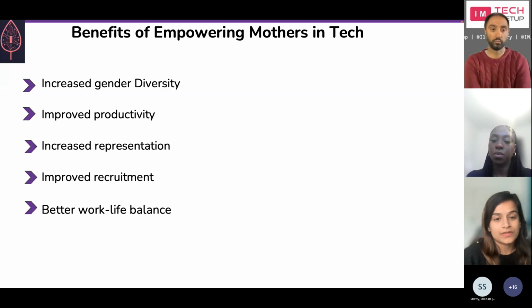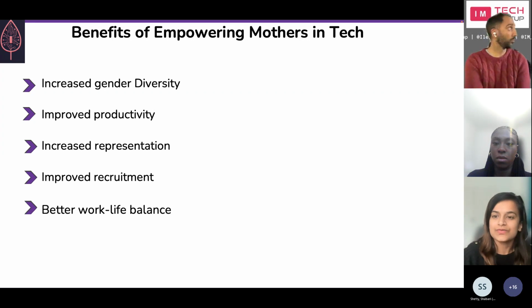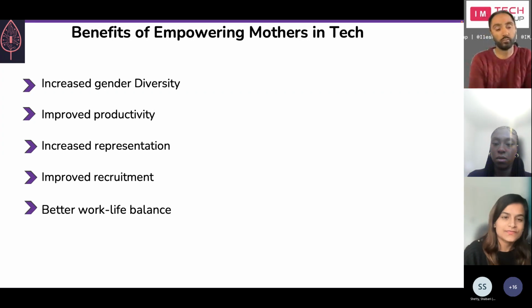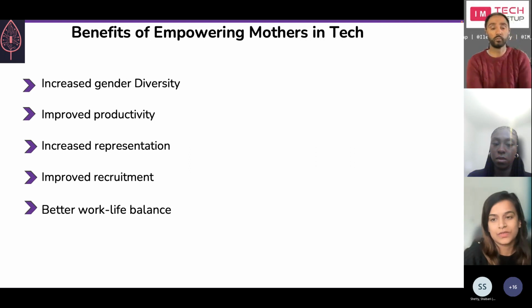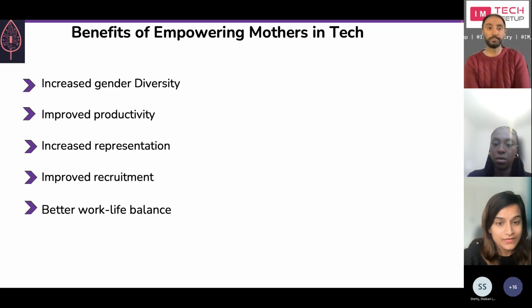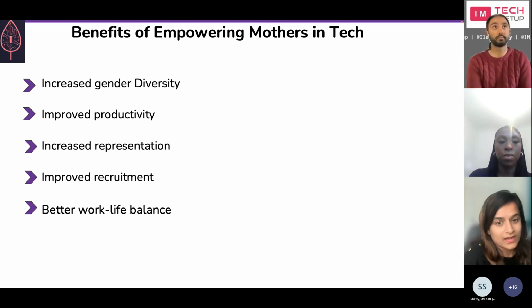It can lead to improved productivity. Mothers in the tech industry can bring a unique set of skills and perspectives to the workplace, which can lead to more productive teams and more successful projects. Better work-life balance: empowering mothers in the tech industry can help to create more flexible work arrangements and better work-life balance. Increased representation, improved recruitment.